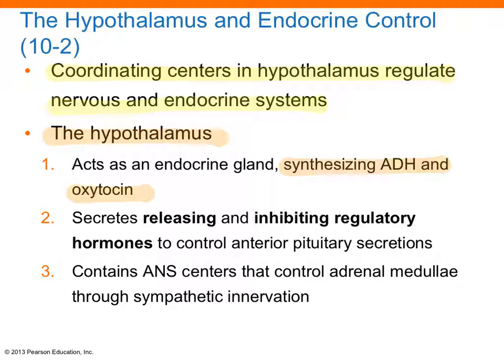The hypothalamus coordinates the nervous and endocrine system. The hypothalamus acts as an endocrine gland when it's synthesizing ADH and oxytocin. It also secretes releasing and inhibitory regulatory hormones to control the anterior pituitary secretions. And it also contains ANS centers that control the adrenal medulla through the sympathetic innervation.